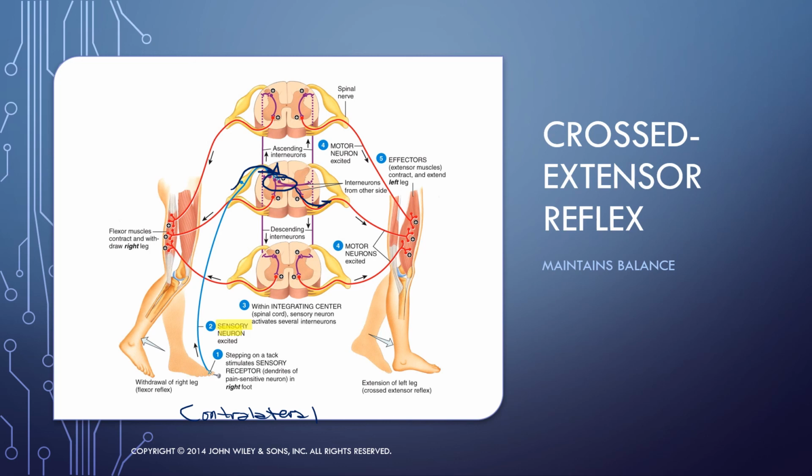So what this means is that it's going to cause a contraction in your left leg so that you're going to extend it and be able to keep your balance while you are flexing and withdrawing your right leg from a pain stimulus. So this is a contralateral reflex that helps you to maintain your balance while you remove your other foot from a painful stimulus.